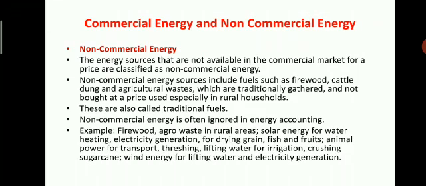Examples include firewood, agro waste in rural areas, solar energy for water heating, electricity generation for drying grain, fish and fruits, animal power for transport, threshing, lifting of water for irrigation, crushing sugarcane, wind energy for lifting water, and electricity generation. These are some of the examples of non-commercial energy.